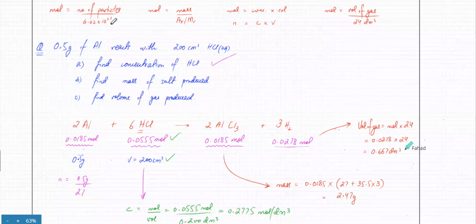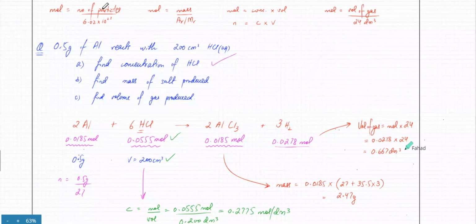If you need the number of particles and your moles are given, you can find the number of particles. If mass needs to be found, moles are known, you can find mass. If it's a solution, you can find its concentration or its volume. If it's a gas, you can find volume of gas.